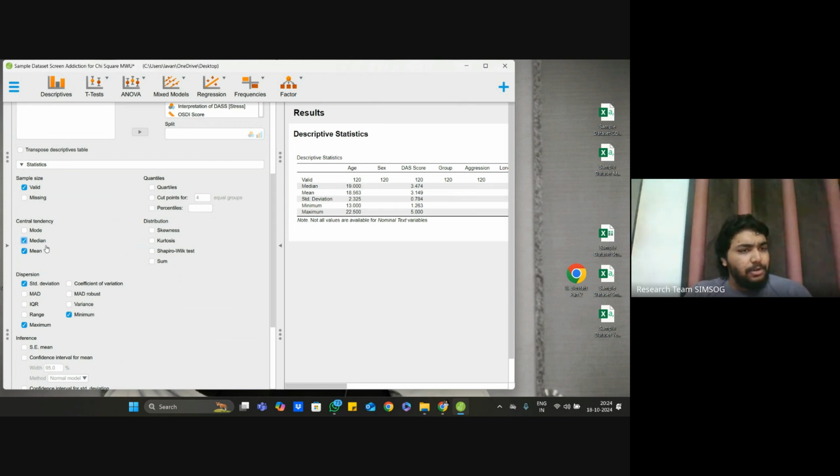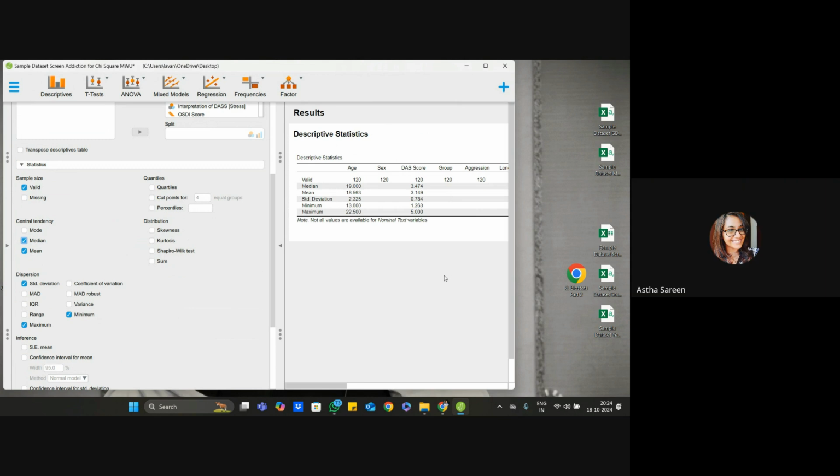I hope you all are able to see the screen, and I would like you to unmute and tell me, because I cannot see the screen now since I've shared it. Are you able to see? Yes, yes, yes. Perfect, perfect.